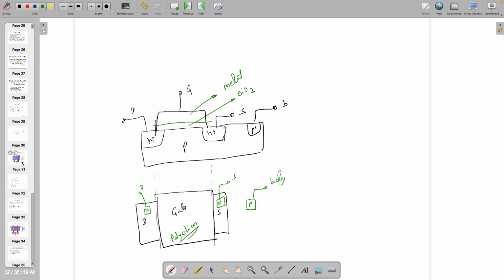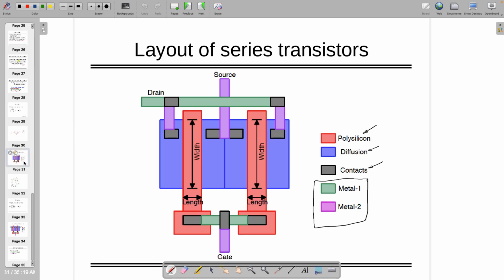Are you able to follow? So this is the layout looking from the top, if two transistors are in series or stacked on top of each other. By the way, note that drain and source are both interchangeable. There is no problem, right?